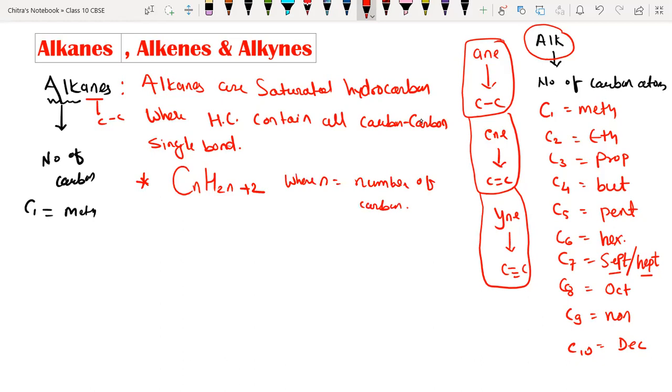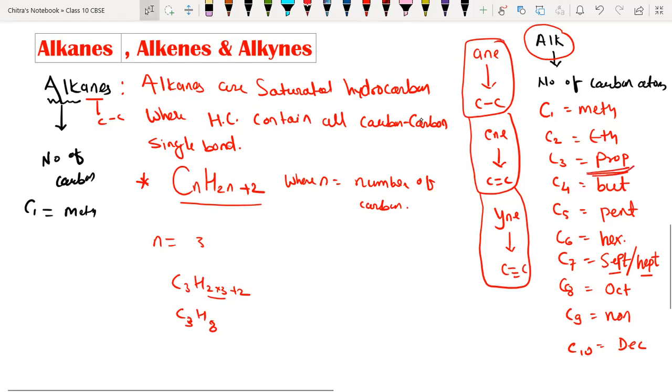Suppose we are taking n equals 3. Then what will be our formula? It will become C3H(2 into 3 plus 2). 3 into 2 is 6, plus 2 is 8. So it will become C3H8. Now here we have 3 carbons, so for 3 carbons we use prop.